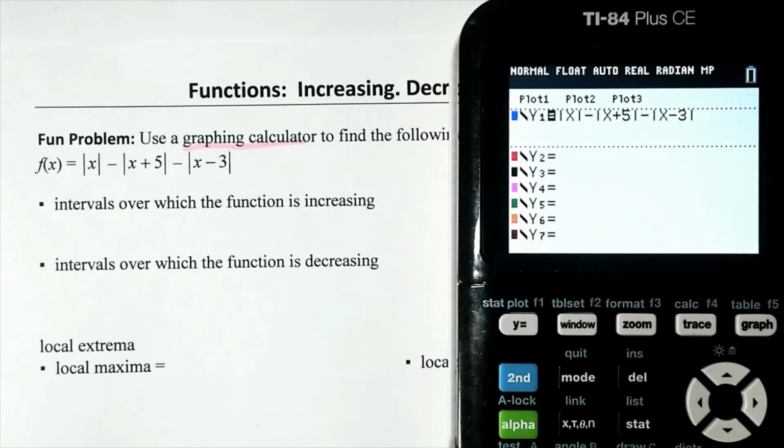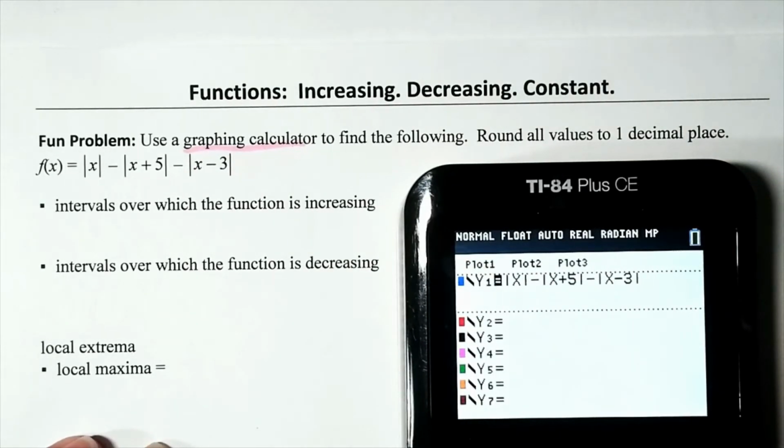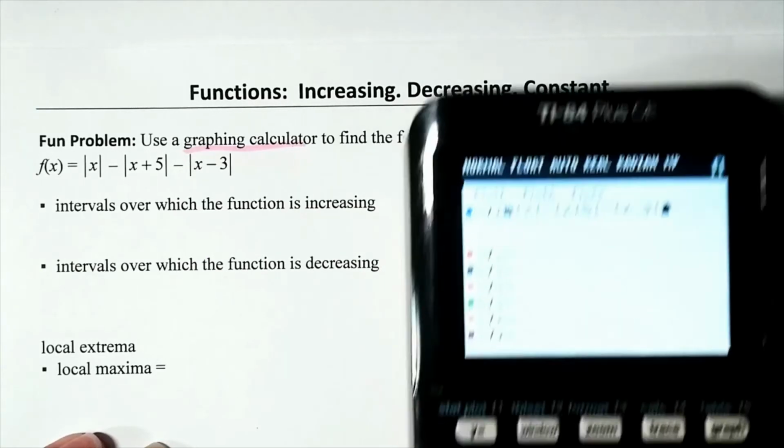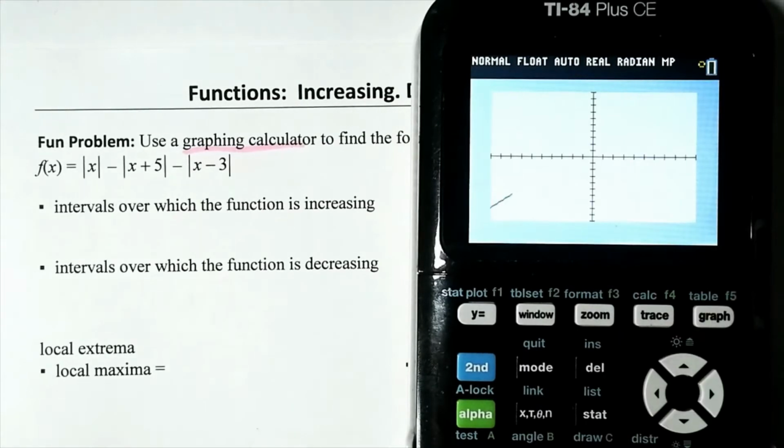With that being said, I'm a little bit exhausted, so I forgot the question. It happens. It says use a graphing calculator to find the following. Round all values to one decimal place. So we're going to hit graph. It's on the upper right hand corner. I believe that's right. Okay.